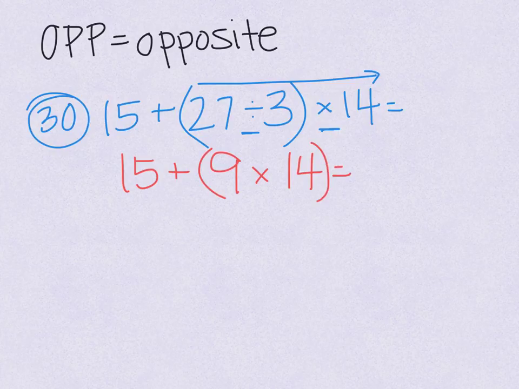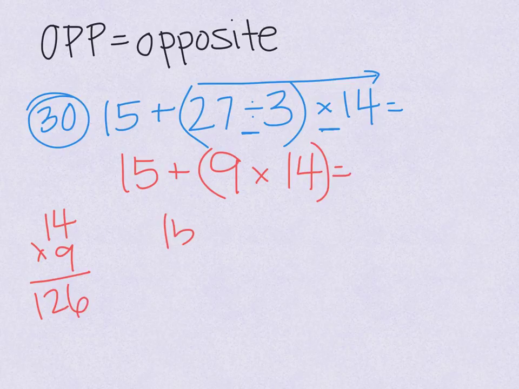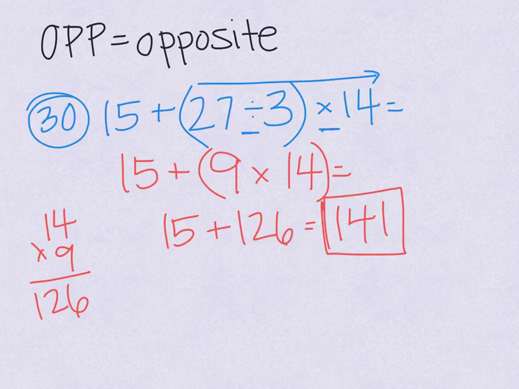9 times 14, if we write that out over here, equals 126. Now I have 15 plus 126, which equals 141. So make sure that you're following the order of operations for these, and also if you have multiplication and division within the same problem, that you are starting at the beginning and moving left to right as you solve it.